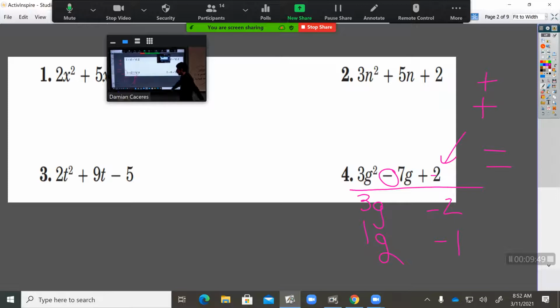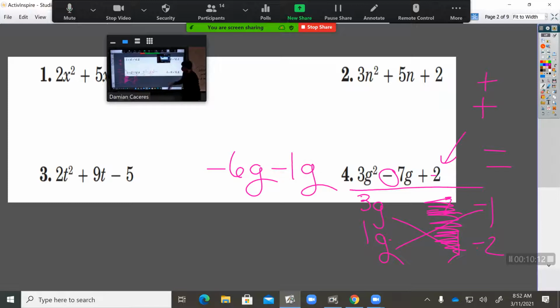Now, if we cross multiply, that gives me negative 5. I know that's not going to work. So instead, let's flip the numbers. And let's see if it works out. 3 times negative 2, negative 6 with the g on it. 1g times negative 1, negative 1g. Negative 6 minus 1 is negative 7g, the correct middle number. So now, one binomial is the bottom part, 3g minus 1, and then we have g minus 2.